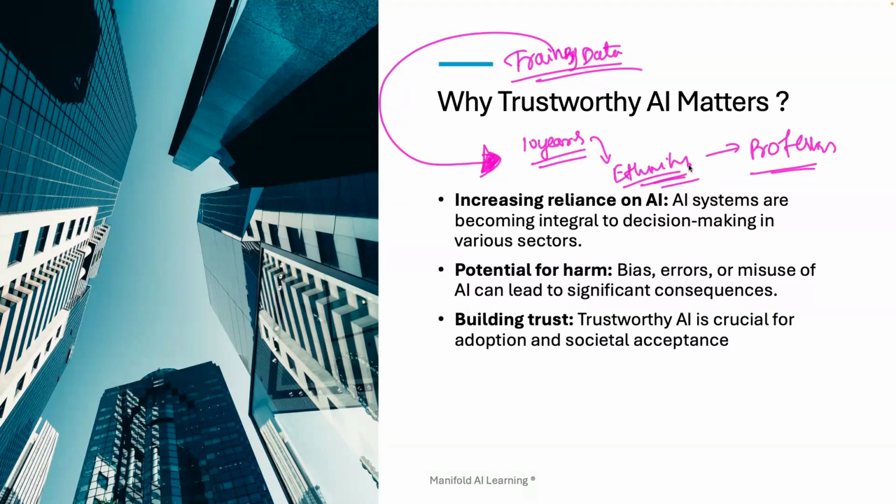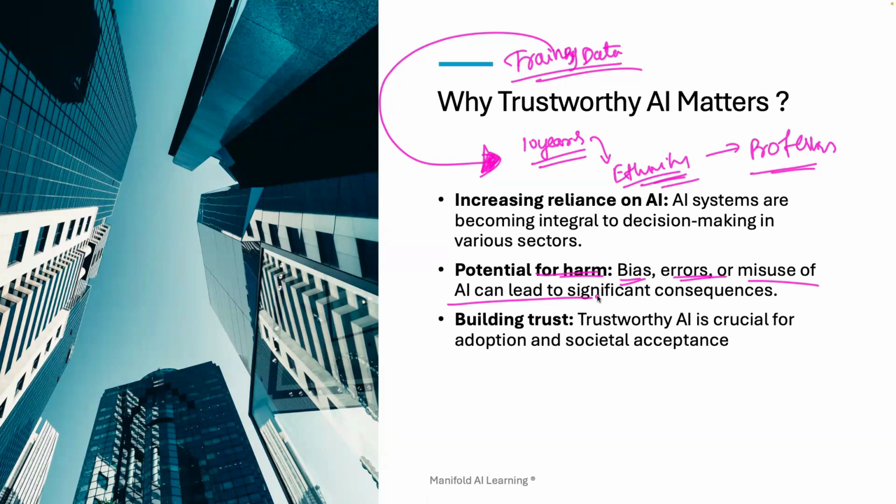Now, that's going to affect the customer a lot, and it will have significant consequences for end users. This is called bias. So when the training data that we are preparing is historic, or is not prepared correctly, it can lead to potential for harm, which can result in bias, errors, or even misuse of AI, and which can lead to significant consequences.